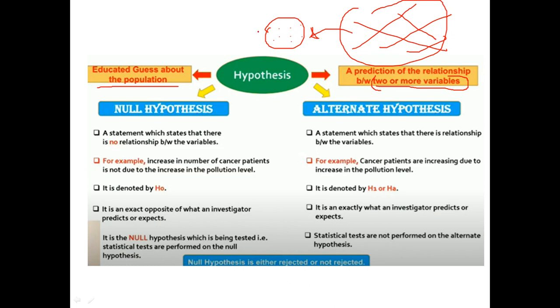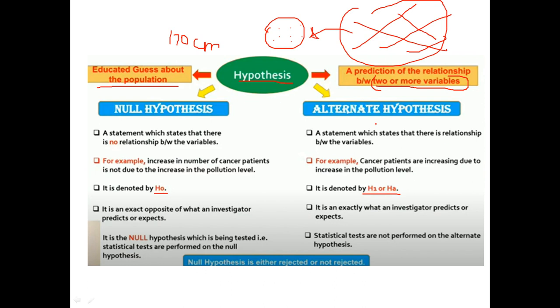What you are doing is making a guess about this, and that is known as a hypothesis. A hypothesis has two statements, denoted by H naught and H1 or HA. H naught is when you say there is no relationship between the variables. An example is: the increase in the number of cancer patients is not due to the increase in the population. Or you say the sample's mean is not equal to 175 centimeters, or 150, 170 centimeters. Such statements are known as the null hypothesis.